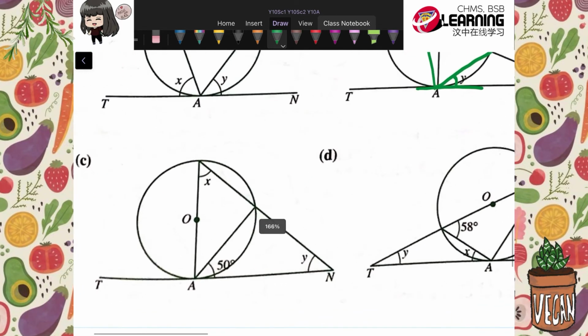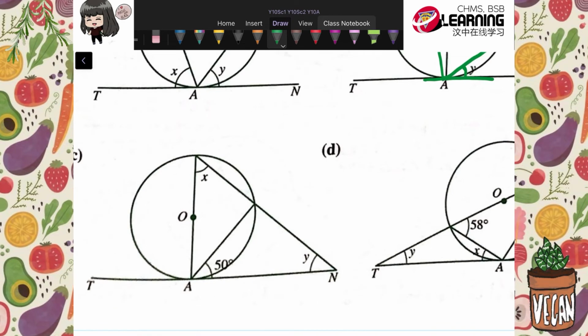Okay, and for C, angle in a semicircle is here, 90 degree. Okay, I give you the hint until here. Oh, and another one. This one is 90 degree. Okay, angle between tangent and radius is 90 degree. Okay, then this one you can do by yourself.